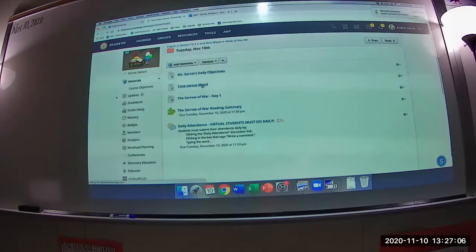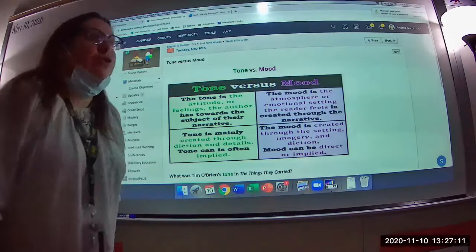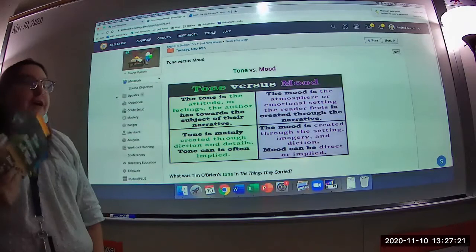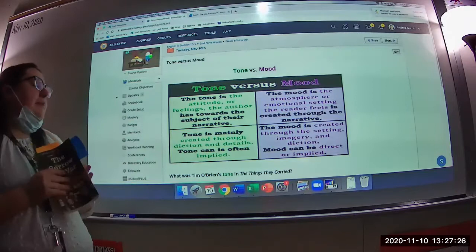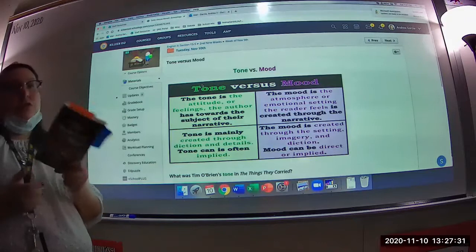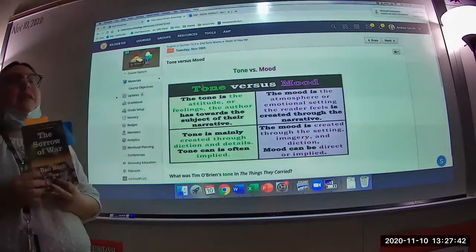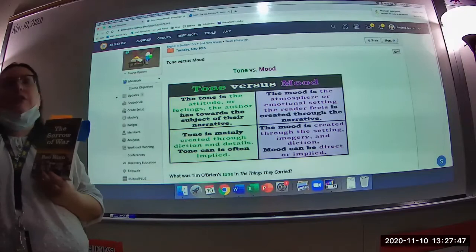Okay. So a quick lesson on tone versus mood. I'm sure you've heard about tone and mood before, yes? All right, so tone is basically the attitude or feeling the author has towards their work, okay? That's normally created through diction and details and is very often implied. What is diction? Words. Their word usage, okay? And the details they provide. And implied means I'm going to pick it up through it. They're not going to just directly tell it to me, right? They're not going to be like, this is how I feel about the Vietnam War, right? They're going to use their words and the imagery and things like that to help you.